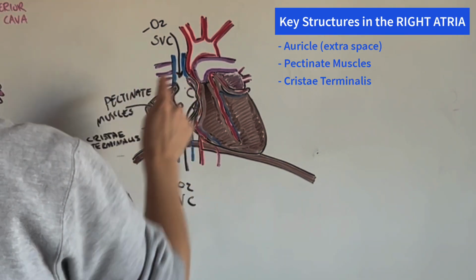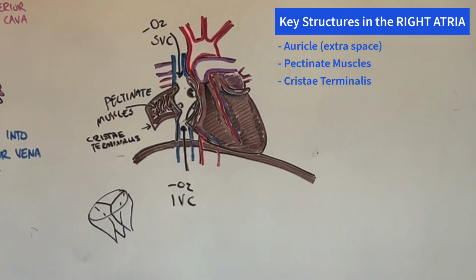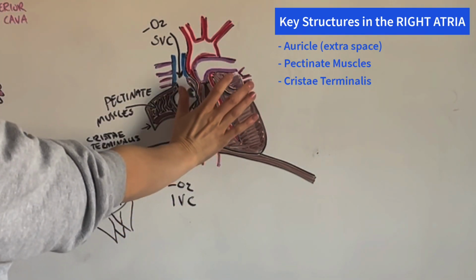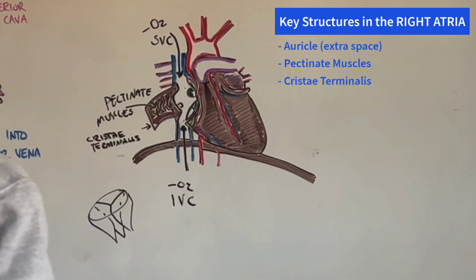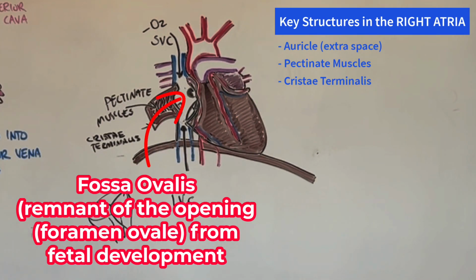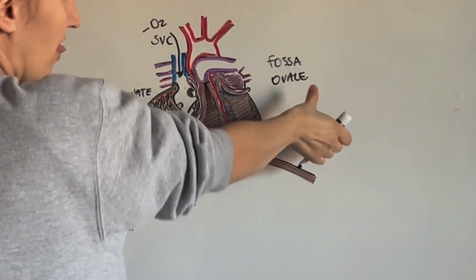You'll see a shallow indentation that looks like somebody's pressed a thumb into the portion of the atria that sort of butts up against the other atria, and that's going to be called your fossa ovale. So this little guy, fossa ovale, think thumbprint.